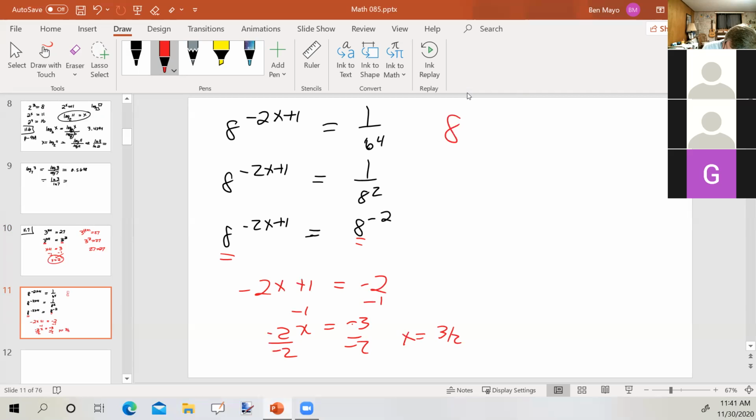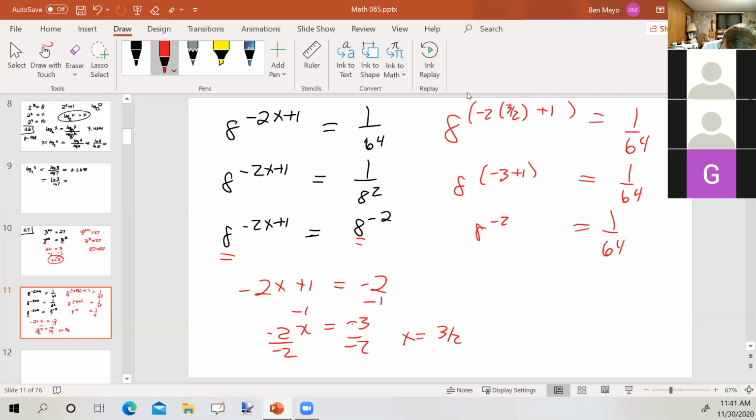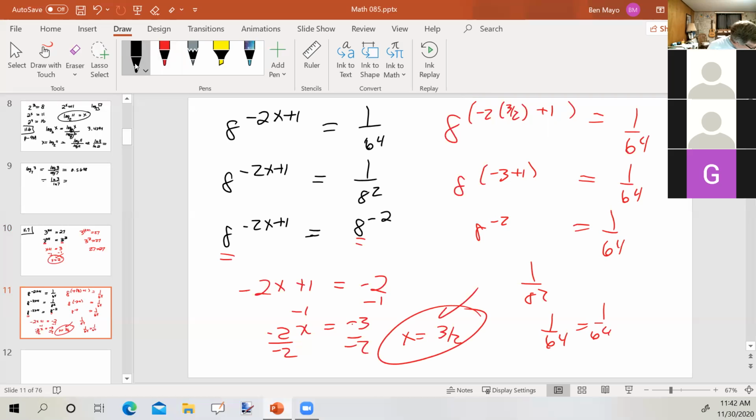Check your work. 8 to the negative 2 times 3/2 plus 1 would be 8 to the -3 plus 1, which would be 8 to the -2. And that would be 1/64 equals 1/64. So it checks. So far, so good? Yes.